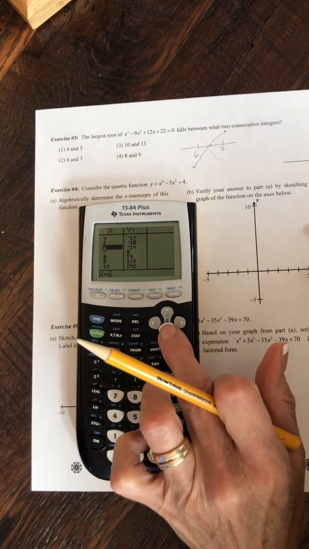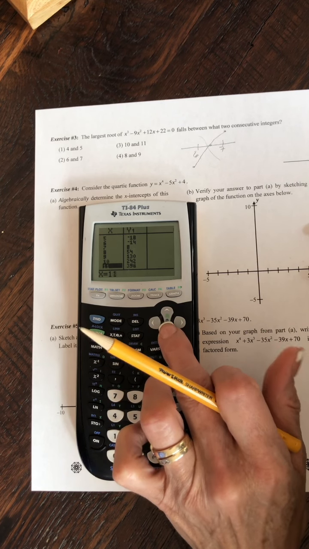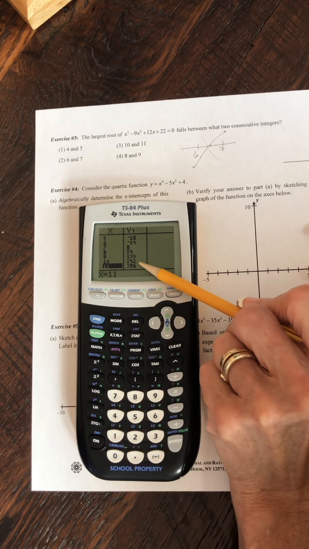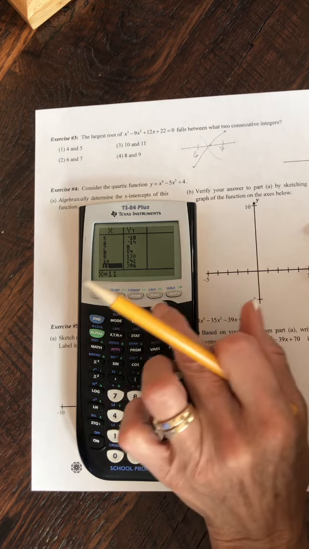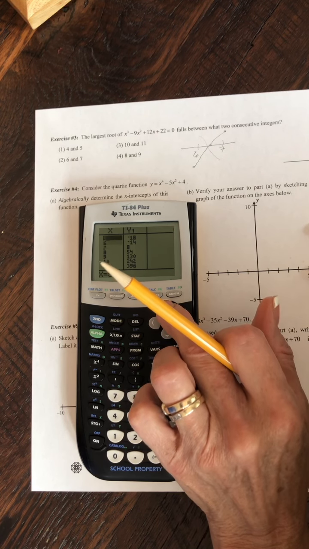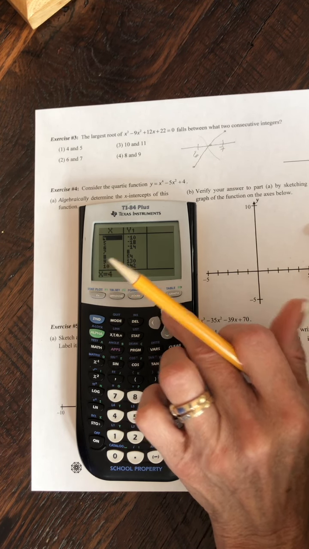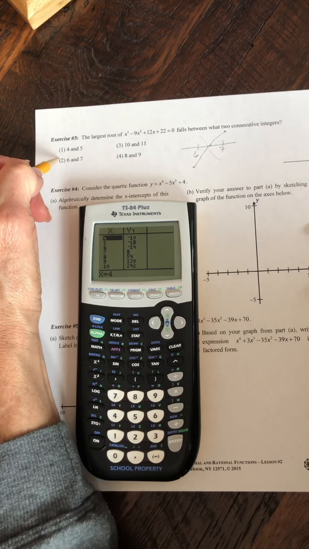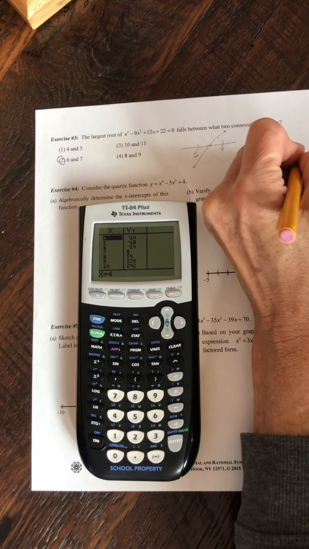Now you can take a look at some of the others to make sure that you're correct. Between 10 and 11, you see that they're both positive. And between 4 and 5, they're both negative. So the answer has to be between 6 and 7. Number 2.